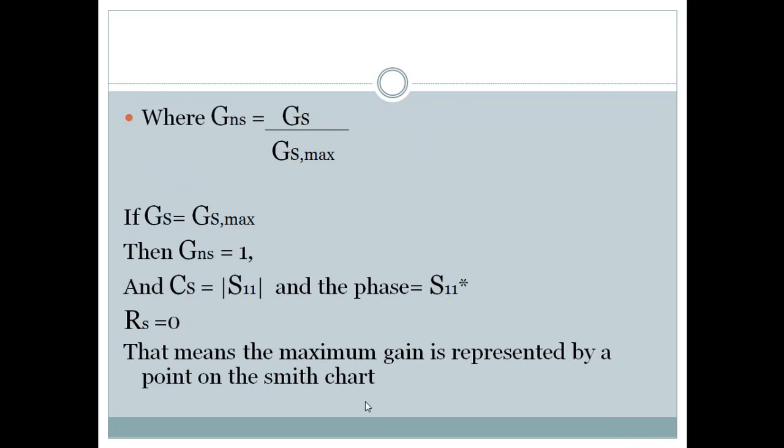G_S equals the gain at the source over the maximum gain at the source. If they are equal to each other, then G_S will equal 1. That means the center will equal S11 magnitude and the phase will be at the S11 conjugate. RS will equal 0. That means the maximum gain is represented by a point on the Smith chart.